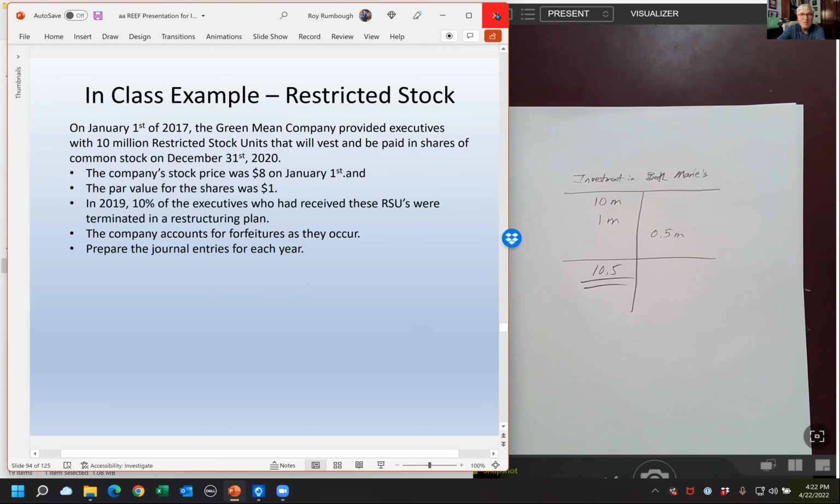Yes, that's already moving into share-based compensation. So with that, again, this is a short and sweet lecture. Hopefully it's helpful to you. Again, accounting for investments, and I wish you the best of luck. Thank you.